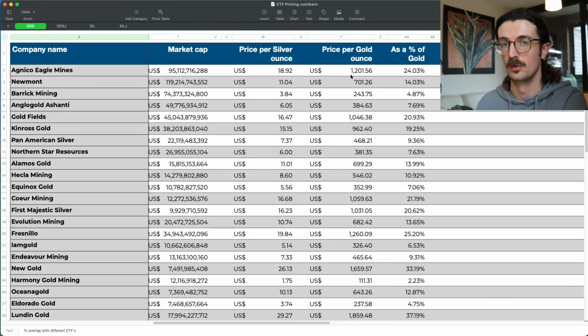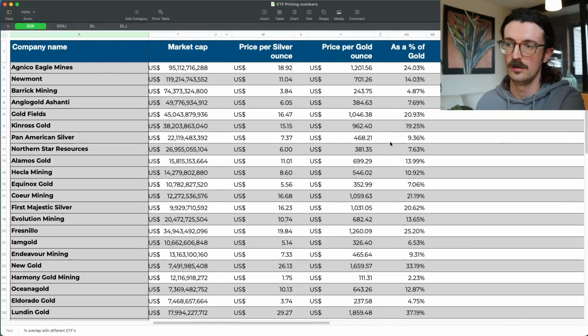Or if you put it in gold terms, you pay about $1,201 for an ounce of gold in the ground if you buy Agnico Eagle Mines. And that is about 24% of the price of gold. So you're buying an ounce of gold for a quarter of the price in the ground as above the ground if you buy Agnico Eagle Mines. So I've done that calculation for all of these stocks.